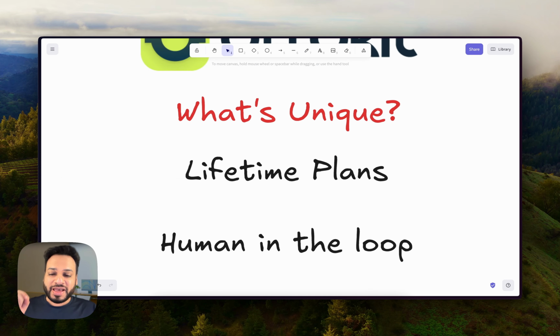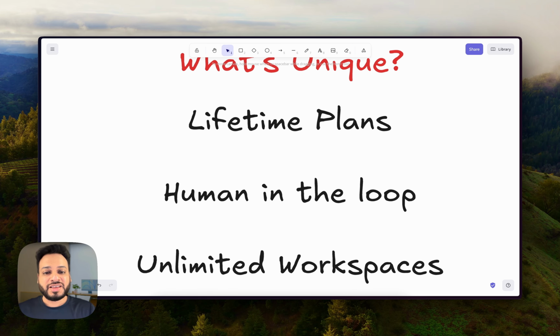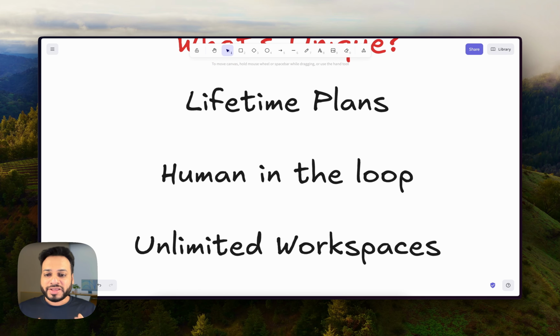Now, after the lifetime plans and human in loops, the next thing that is extremely important, that is a great USP of Ottokit, is unlimited workspaces. Now, what is unlimited workspace and how does it affect you?